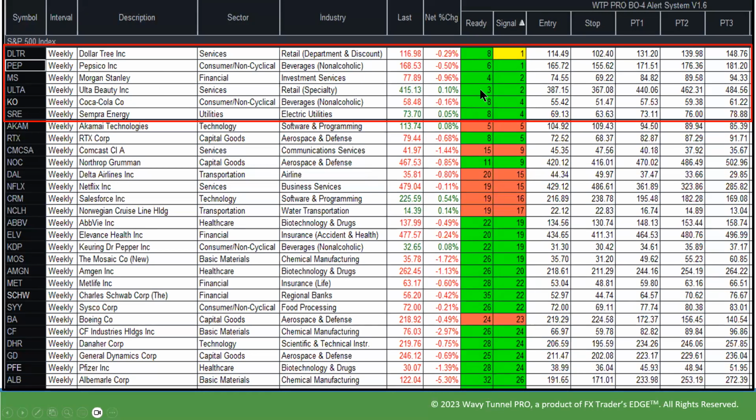Now you can also use the scanner on the smaller time frames, like on the 4-hour, on the hourly, but I like looking at the weekly and the daily and then going down to the smaller time frame. So let's see if there is anything to do with these stocks.